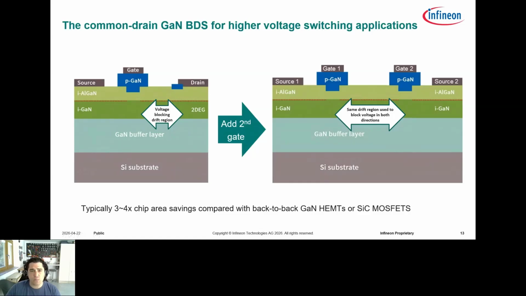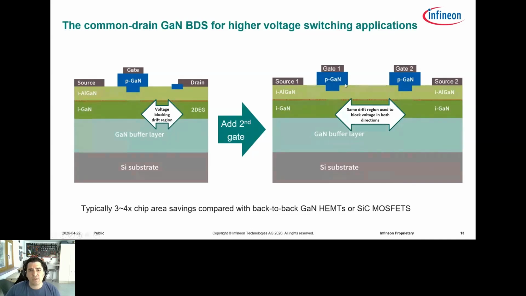Now, this gate 1 is very close to this source 1, which is what we were calling over here the source. But gate 2 is very close to what we were calling the drain, what we're now calling source 2. We got rid of the name drain here because, in fact, the voltage can be blocked from the left to the right or the right to the left, just like in the previous example with the common source.